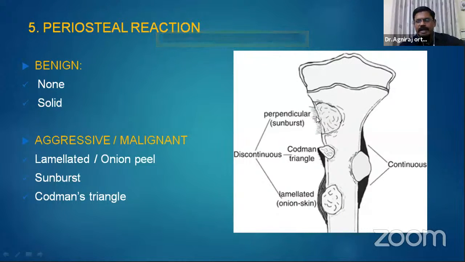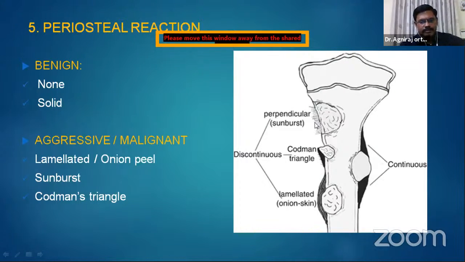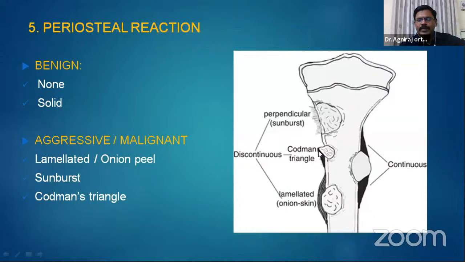So here the periosteal reaction is spiculated. The spicules are perpendicular to the cortex of the bone. That is called sunburst appearance or hair on end appearance. Okay. Next one is Codman's triangle. Codman's triangle is the elevation of the periosteum. The tumor from the medulla is breaching the cortex and coming out, and it is elevating the periosteum. New bone is forming. This triangle is called Codman's triangle.